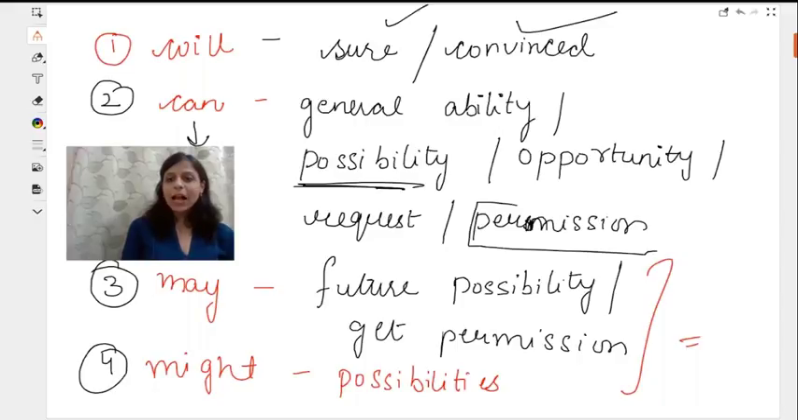Permission, right? And guys, what do you think? Which permission am I talking about? Do you think I was talking about formal permission, or was I using it as far as informal permission is concerned?